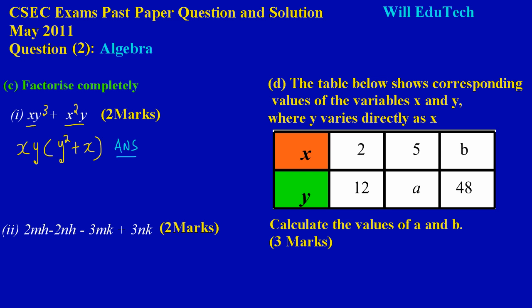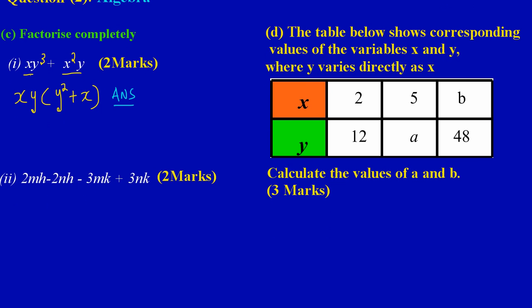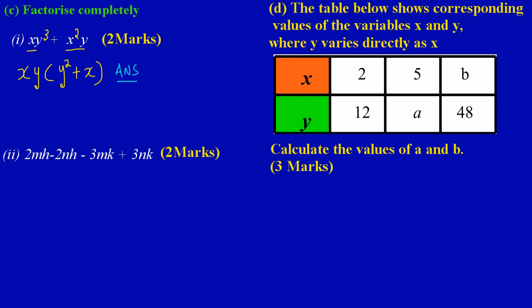We have xy times, in brackets, y squared plus x. If you should multiply it out, you would get back the original problem that you were given there, and you could try that on your own. Now here we have another part to factorize, so let's just pull this up a bit so we can get a little bit more space.